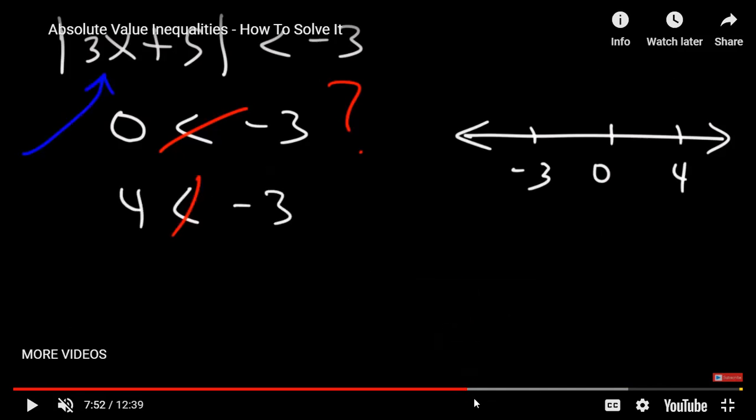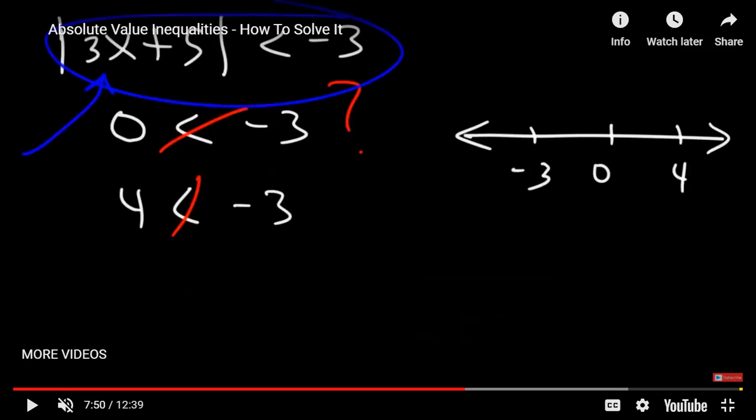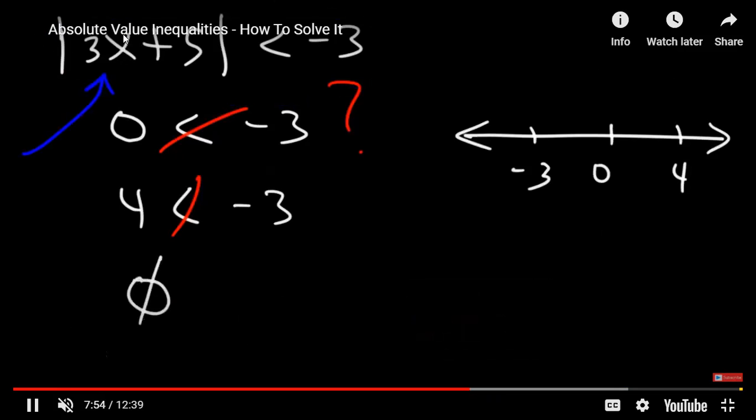So in this case, we are going to say that this absolute value inequality has no solution, no value of x. We cannot replace any value inside this absolute value to find a solution. So this is the third case: the absolute value is less than a negative number. Let's move to the next case.